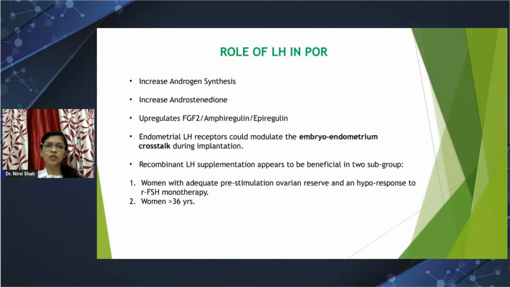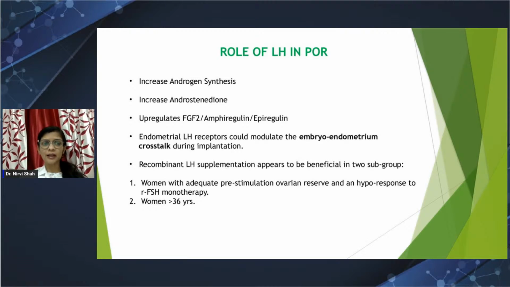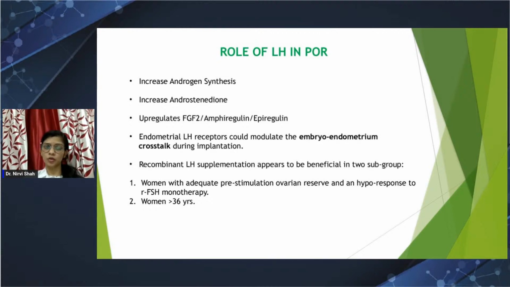Now, role of LH in POR. So, like I told you in those best practices, rLH can be added, especially in group 3 and group 4. So, how does it act? It again increases the androgen concentration. It increases the androstenedione, and even the endometrial LH receptors, they could modulate the embryo endometrium crosstalk and may help in implantation, though further studies are needed.